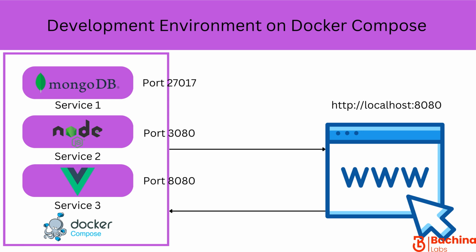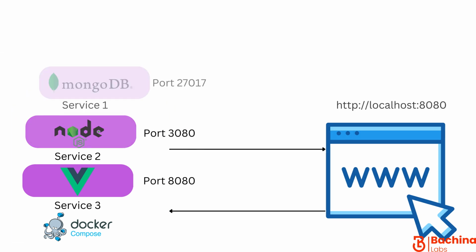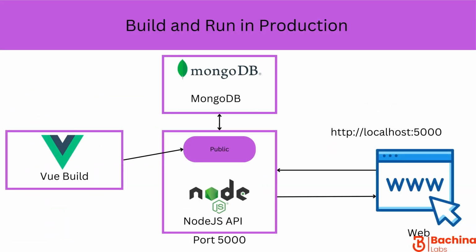In the development environment, we need to run our Node.js API and our front end on different ports. But when it comes to building and running in production, you cannot run on different ports. That means you have to run on a single port, and you have to build the whole thing as a package, and this whole package should be running on one port. So for that, we have to make some changes.